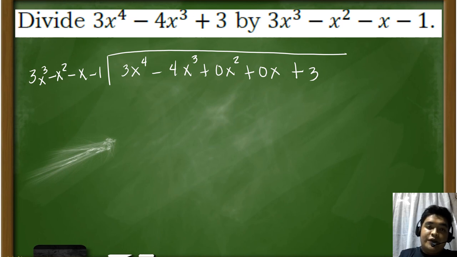Okay, so the first term, 3x to the power of 4 divided by 3x cubed, is x. Right? Okay, that is x.